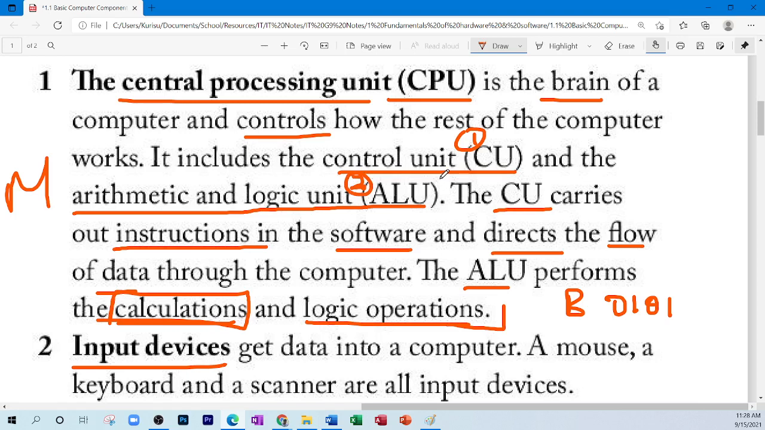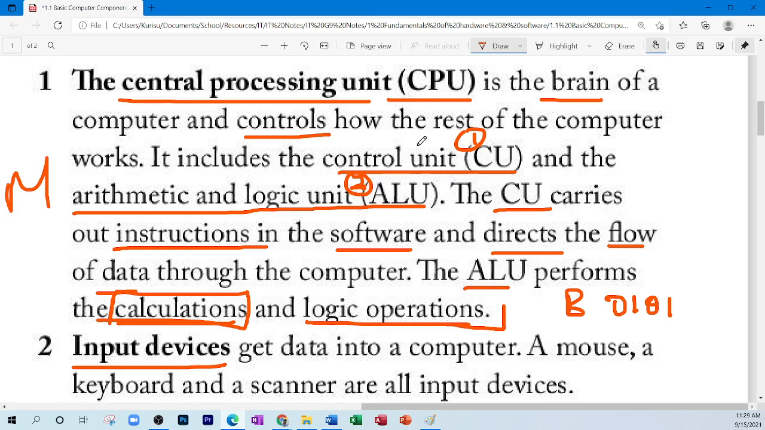Good. Any questions in this part here? Any confusion? Any clarification needed? No, sir. All right.